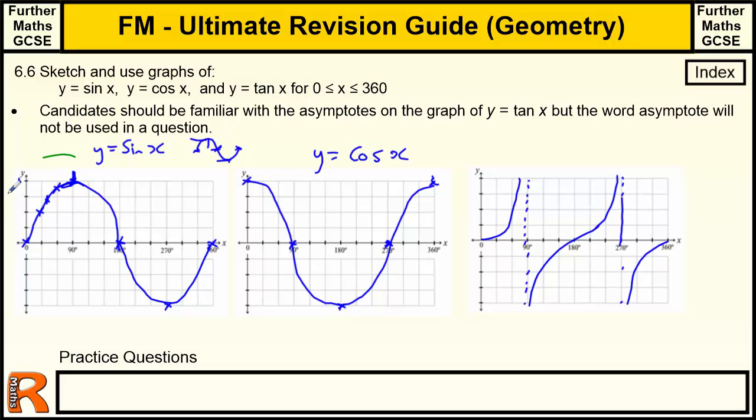So this top section of the graph is symmetrical about 90 degrees. So anything on this side is the same value on this side at the same distance. So if this was 30 and 60, this value here at 60 is the same as the value here at 30 plus 90, which is 120.